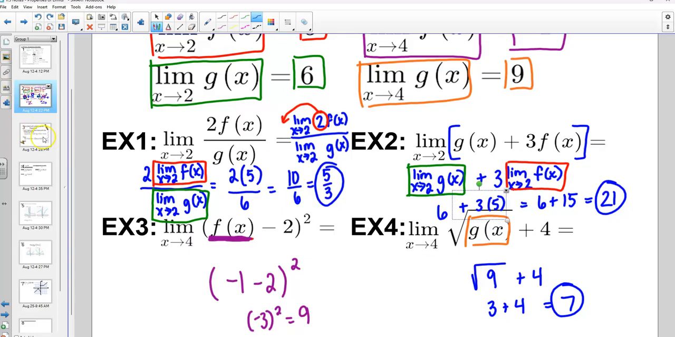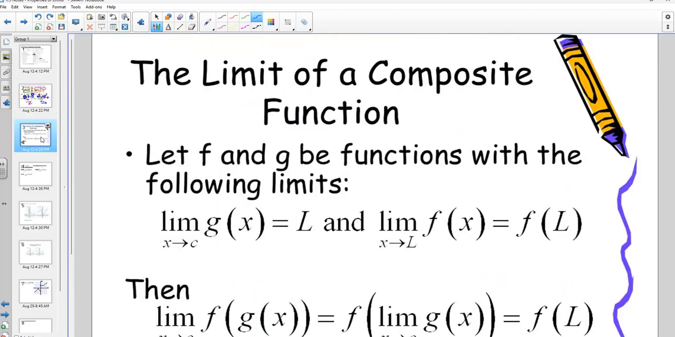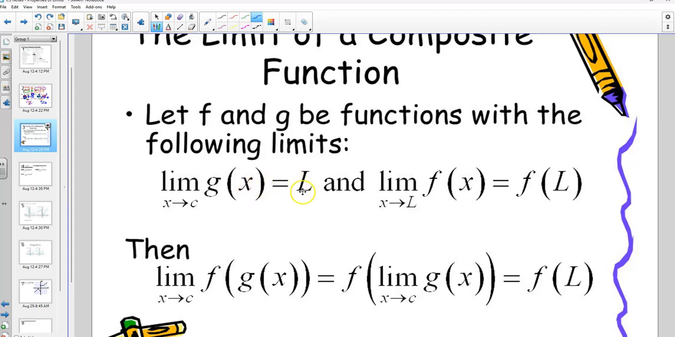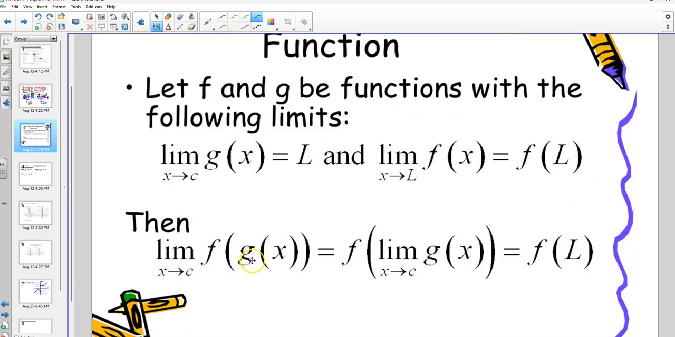Okay. All right. Another thing that we'll look at are composition of functions. Composition of functions is when you're putting a function inside of another function. F of g of x or something like that. So if you know the limit as x approaches c of g of x is L, and the limit as x approaches L of f of x is f of L, then the limit as x approaches c of f of g of x, you do the limit of the inside first, and you will get f of L for that, because this right here is going to be L.